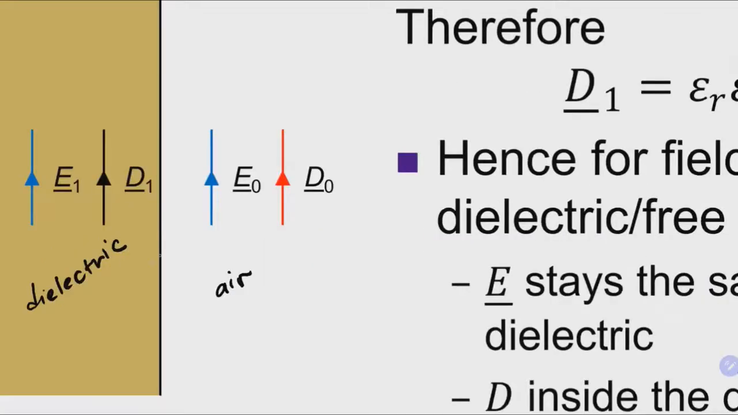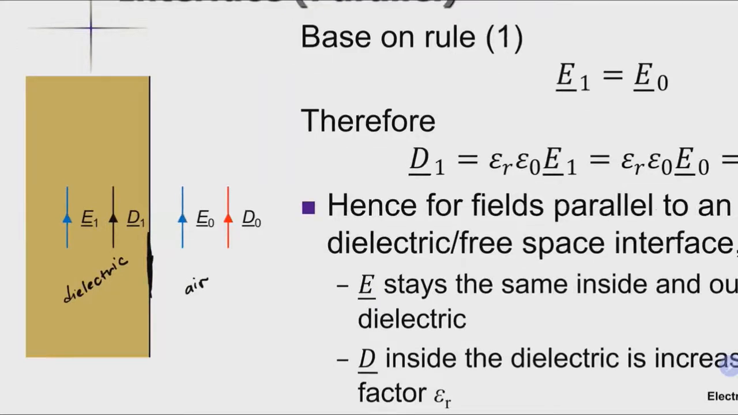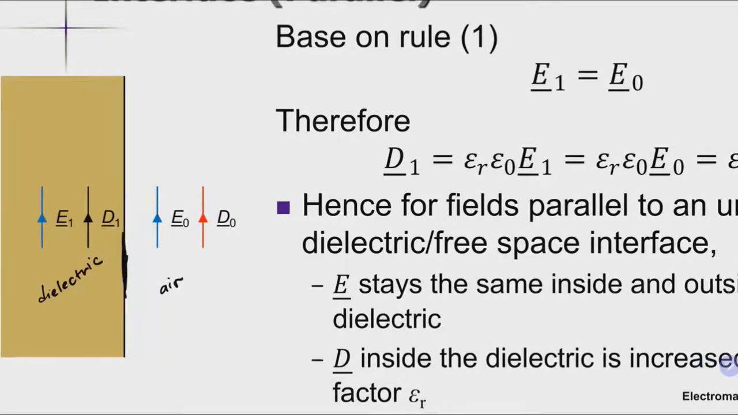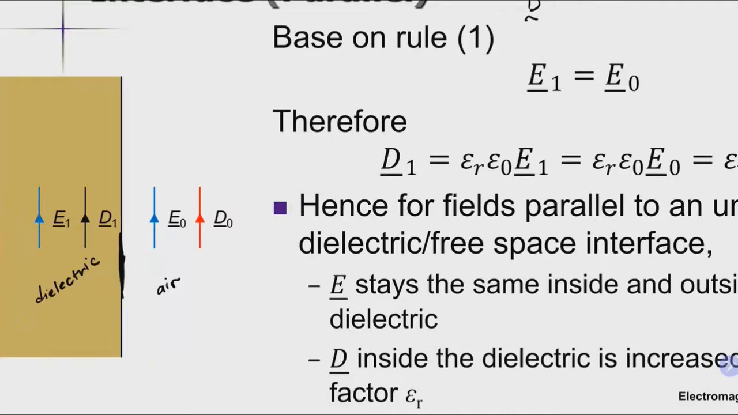Okay, so this is the boundary between dielectrics and air. My field is going upwards, and therefore the field is parallel to the boundary. In this scenario, we said that the electric field is the same. E is the same, so E1 is equal to E0. They're the same field. And we know the relationship D is equal to epsilon r epsilon naught E.